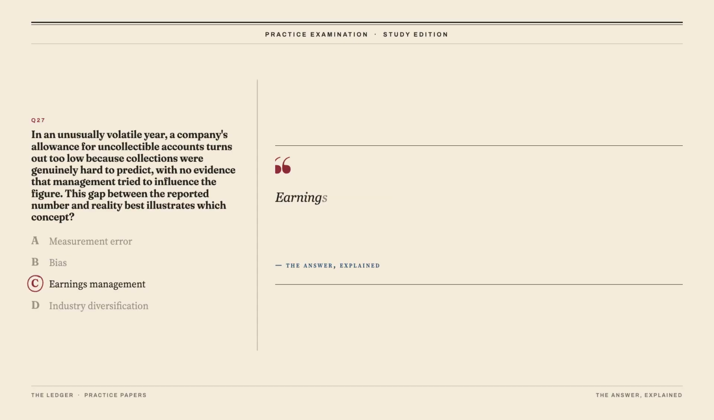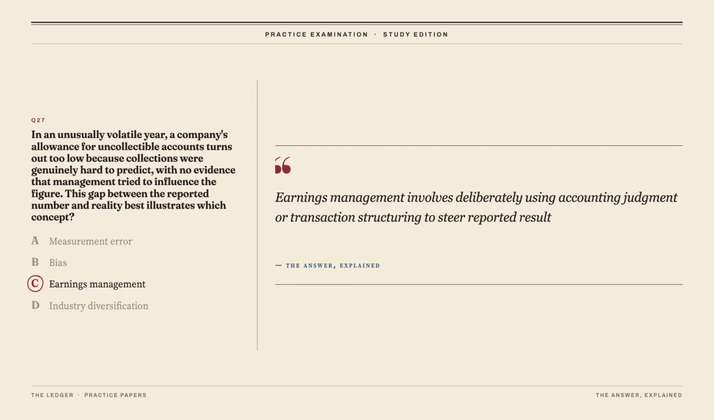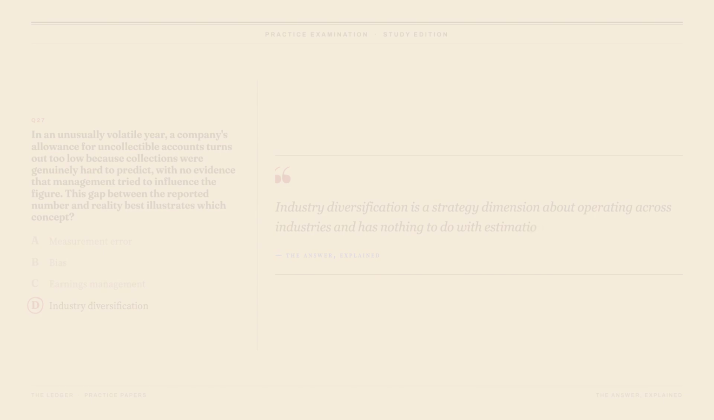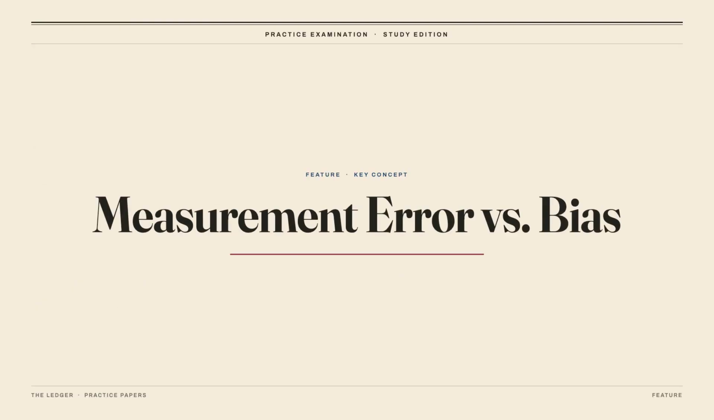C is wrong because earnings management involves deliberately using accounting judgment or transaction structuring to steer reported results toward a target, which again requires intent that is absent here. D is wrong because industry diversification is a strategy dimension about operating across industries and has nothing to do with estimation accuracy. Not every wrong number in a financial statement is a red flag.